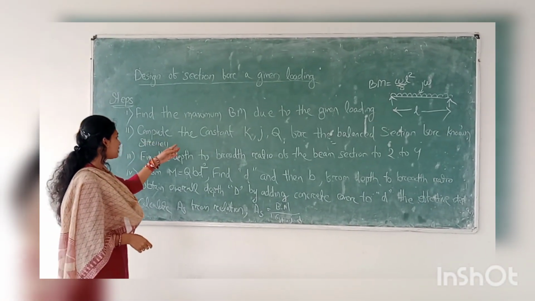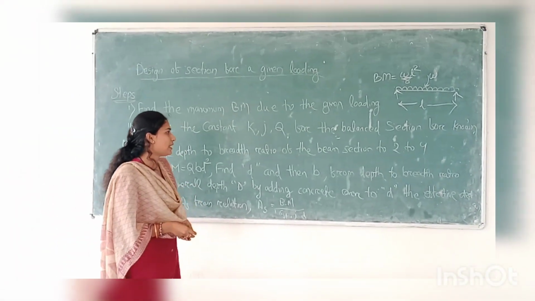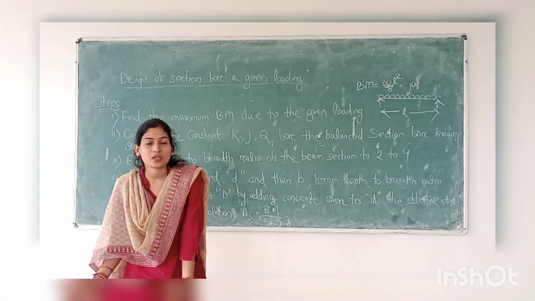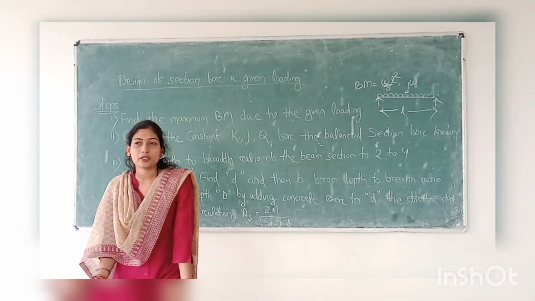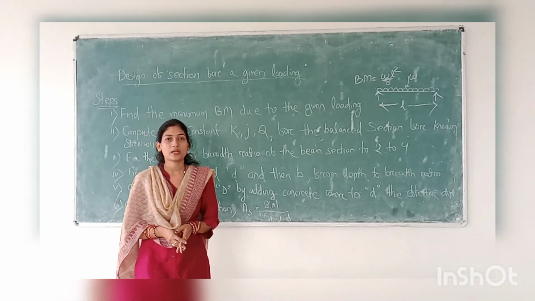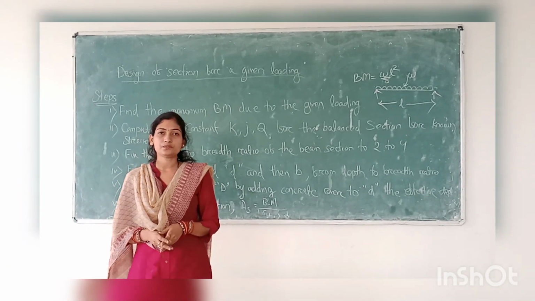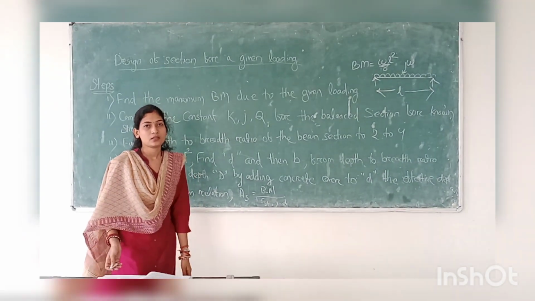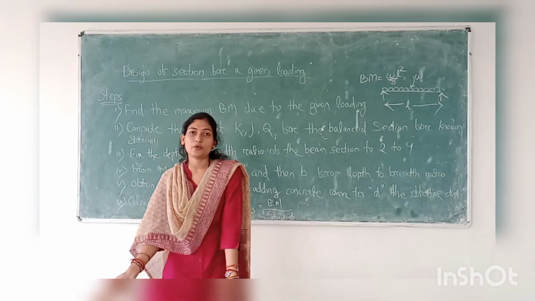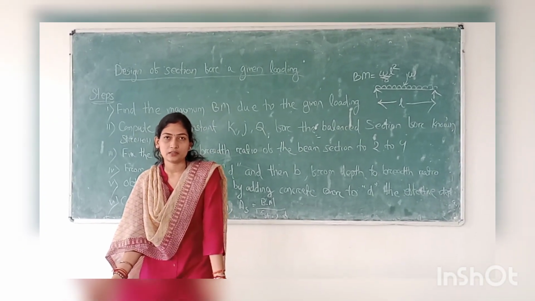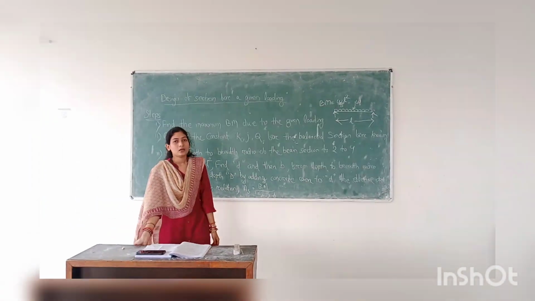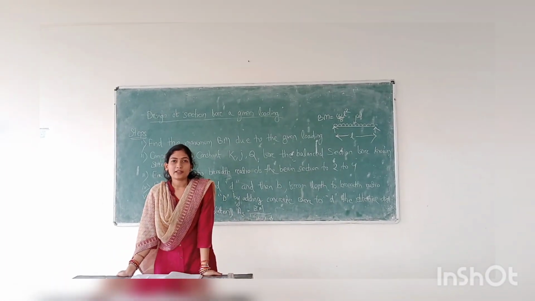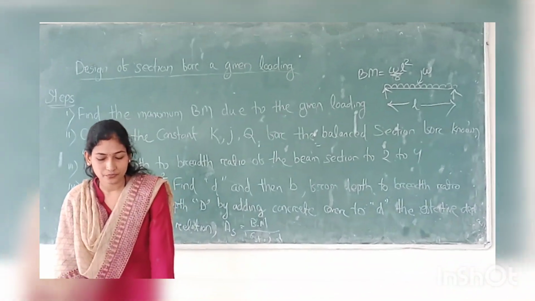Next, compute the constants K, J, and Q for the balanced section for known stresses. I have already told you what K, J, and Q are. J is the lever arm constant and Q is the moment of resistance constant. And the formulas for K, J, and Q we have already discussed in the previous class.